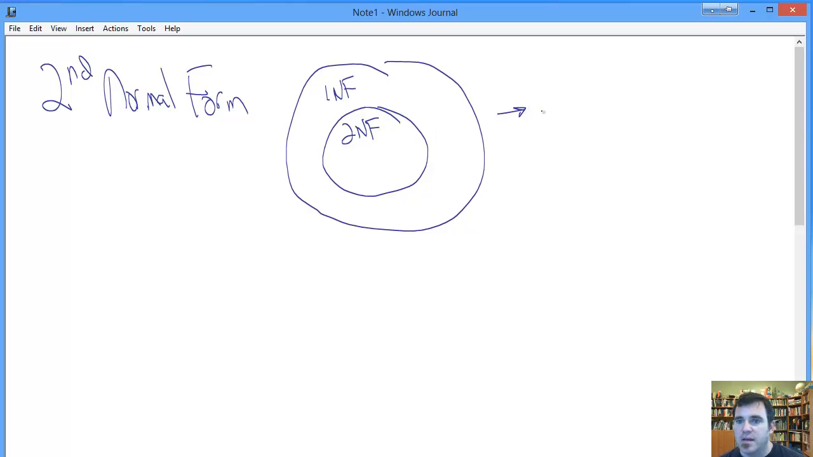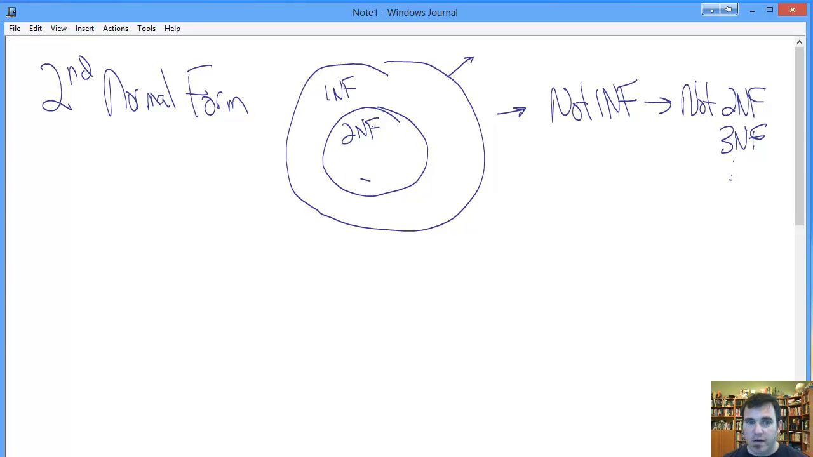And what that means is if something is not first normal form, then that implies that it is not second normal form or third normal form, etc. So basically, if you're outside of this broader circle, there's no way that you're not also outside this inner circle. Okay, so there's that just as a review. It doesn't mean we know anything about second normal form.